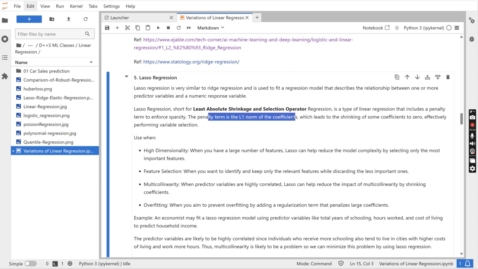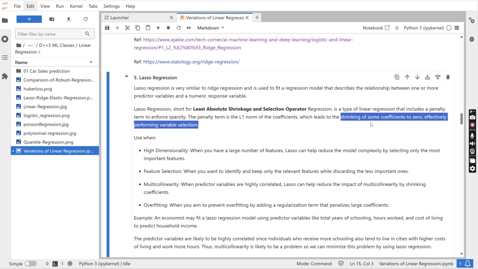So with the L1 norm of the coefficients, due to the multiplication some coefficients become 0. In other words, features that are not important, which show very little impact on the target variable, they become 0. Okay, least important features, they become 0.